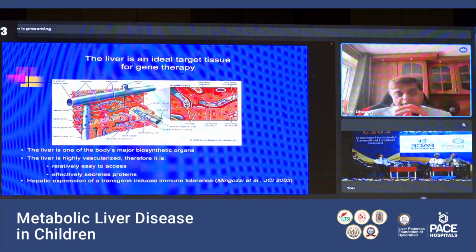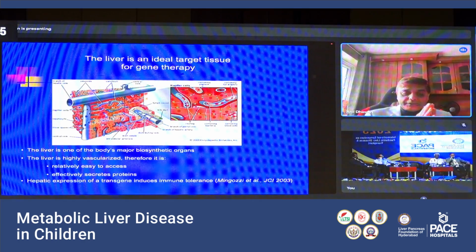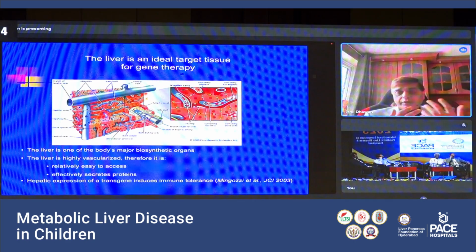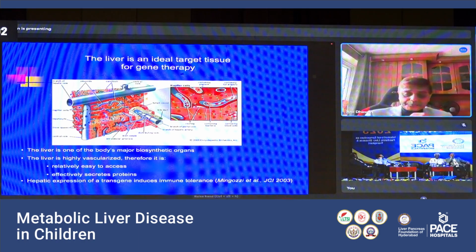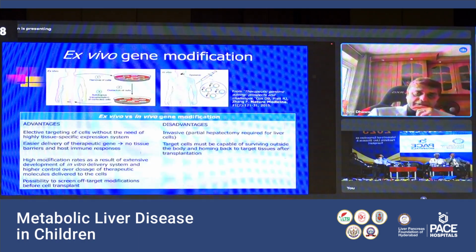But for in vivo gene therapy, I think the liver is an ideal target tissue because it's very vascular, so there is a higher delivery of the gene vector. It is relatively easy to access intravenously. Most people have tried the intravenous route, and there is a possibility of hydrodynamic gene therapy or other vectors if you want to use them. And the liver is seen as a somewhat tolerant organ to vectors.